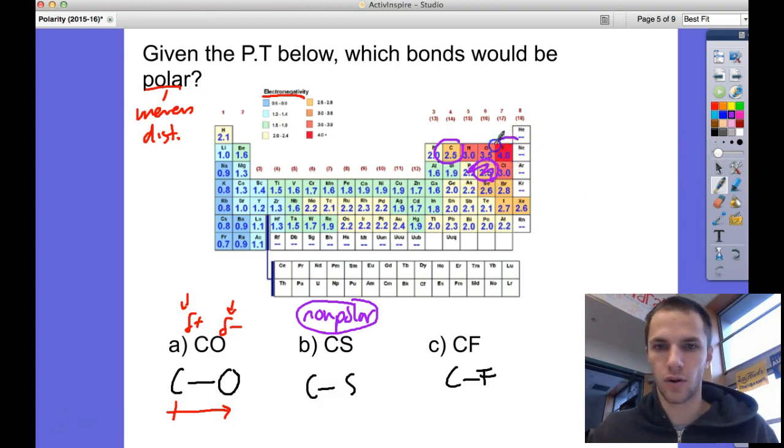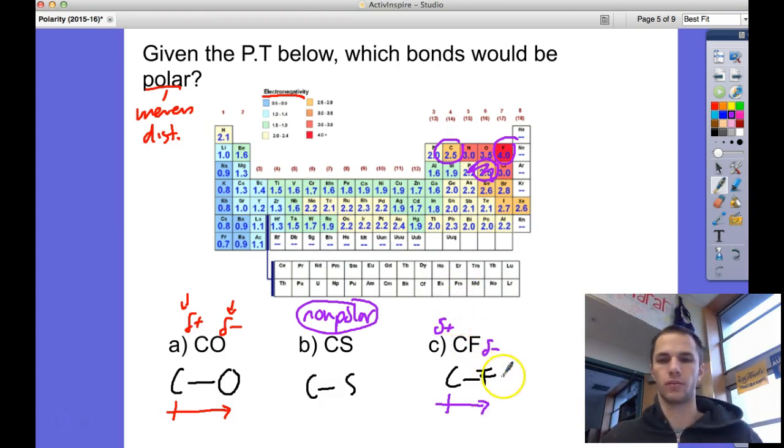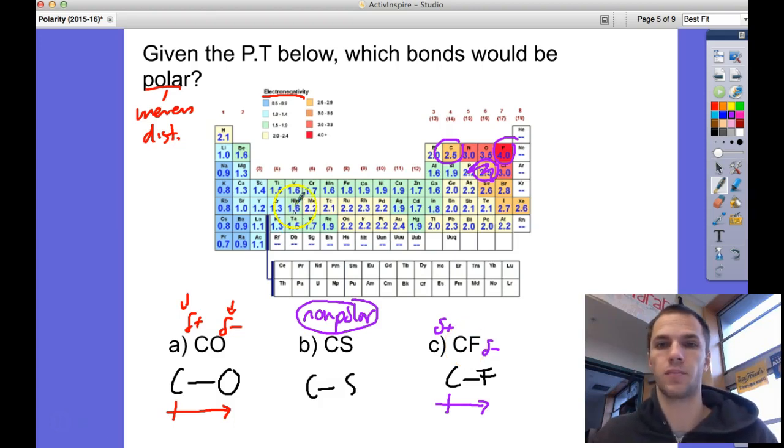Lastly, carbon and fluorine, okay, 2.5 and 4.0. So fluorine would be slightly negatively charged, slightly positive for carbon, so we would draw a dipole moment pointing towards fluorine. In these examples, they're both pointing to the right. They don't have to point to the right. They need to point towards the more electronegative atom.